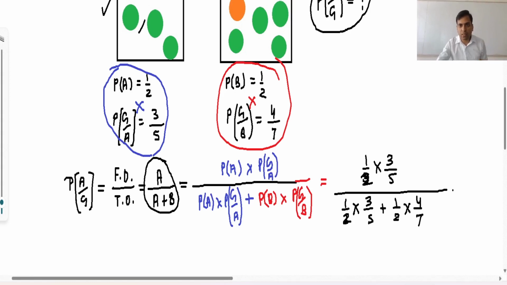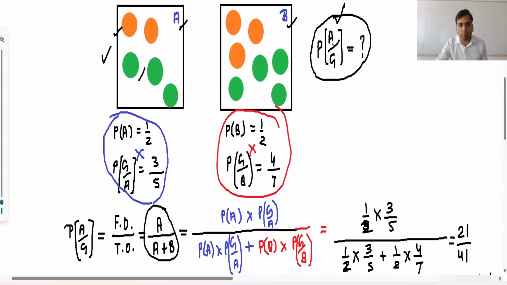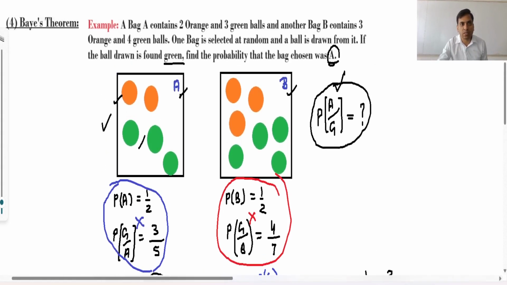On solving this, you will see the answer as 21 upon 41, or we can say this is equal to 0.5121. So this is the probability of green ball from bag A when we are considering both the bags. If we are considering a single, individual bag, we will write this common thing, green color, in the numerator part. When we are taking combined, we will take this green color common part in the denominator. I hope you understand this concept of Bayes theorem.